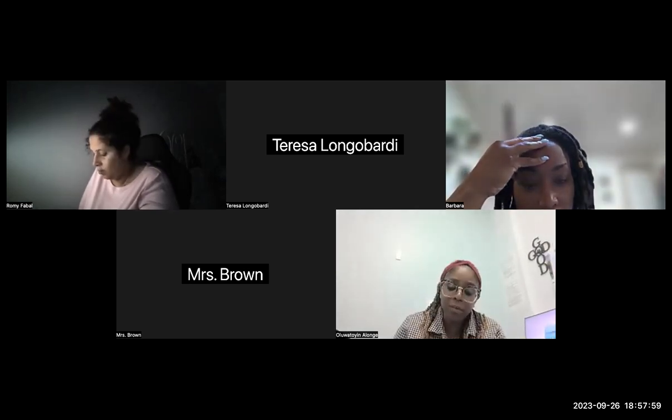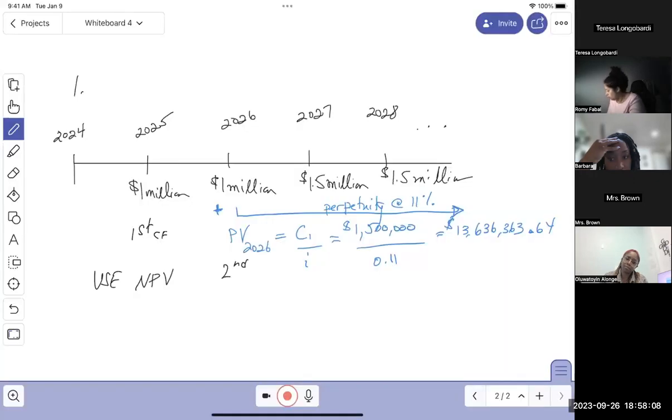So the only cash flow before the perpetuity is the 2025 one. That seems to be what I'm getting from what you're saying. I've drawn it here. 2025 is 1 million, 2026 is 1 million. And then the 1.5 million forever is summarized in the 13 million that we calculated here. 13.6 million represents all the 1.5 millions forever.